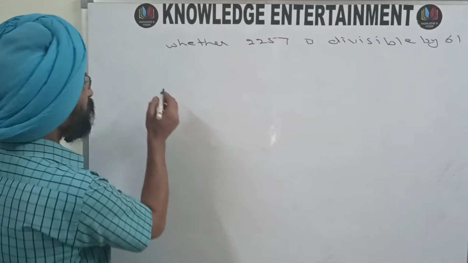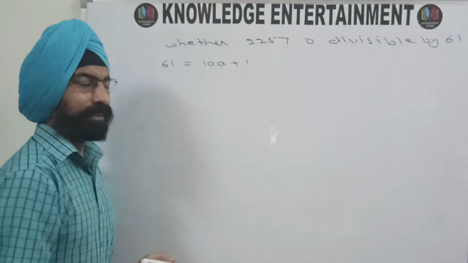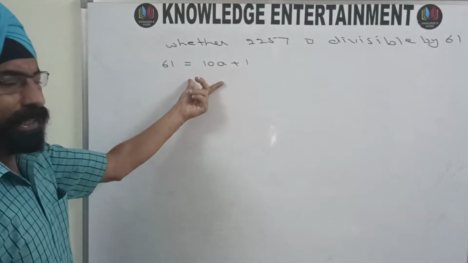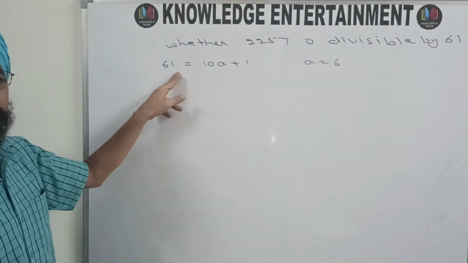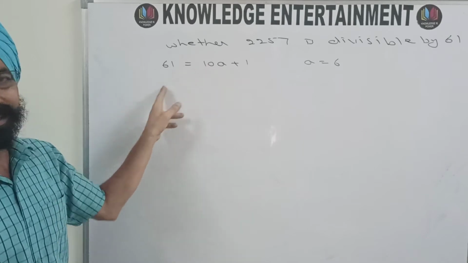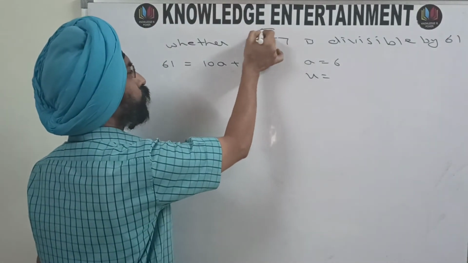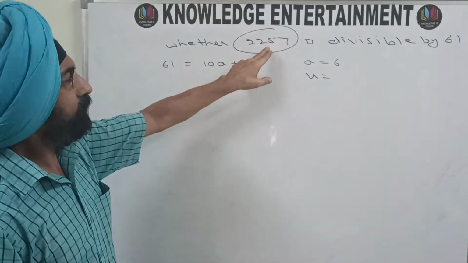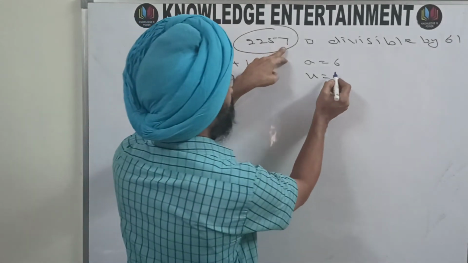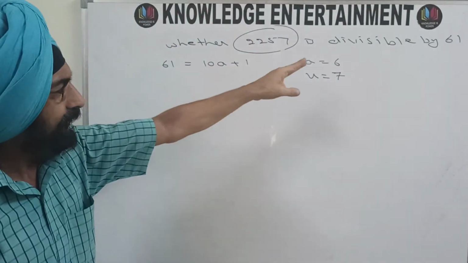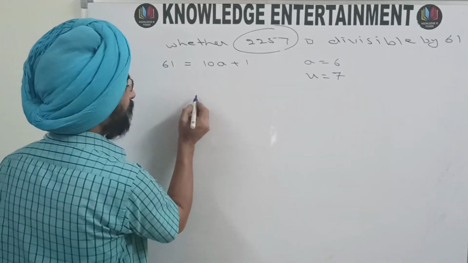So what I have to do? Your 61 is of the form 10a plus 1. So what is a now? You take 1 this side, 61 minus 1 is 60, and 10a is equal to 60 means a is equal to 6. And what is your u? U is the units place in your number for which you want to apply the divisibility test. So the units place is 7 here. Your a is 6, your u is 7.